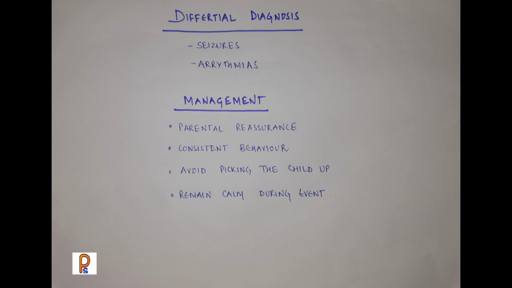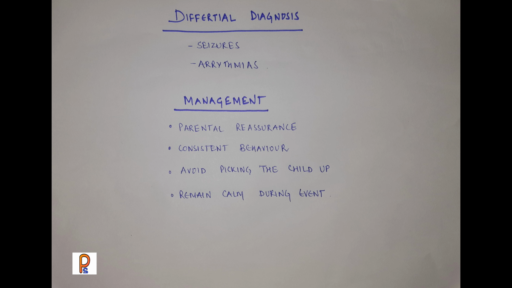Now, the common differentials we need to differentiate from breath holding spells are seizures and arrhythmias. How will you differentiate them? We will take a proper history, and there will be a history of some provoking event, and also a typical stereotyped pattern of events.